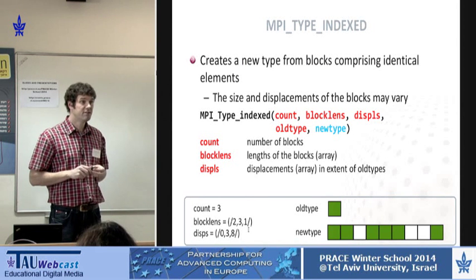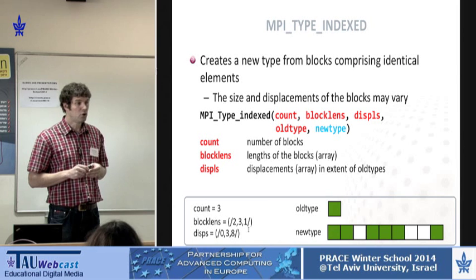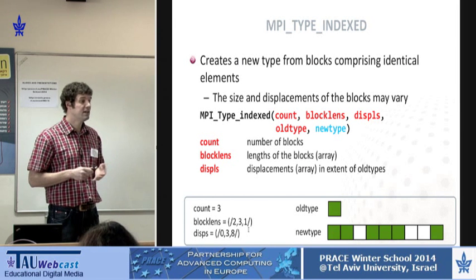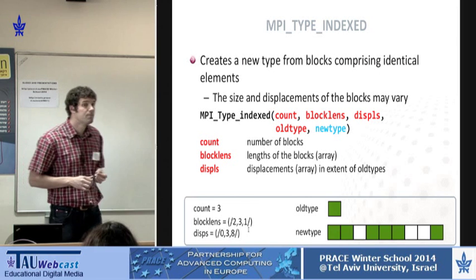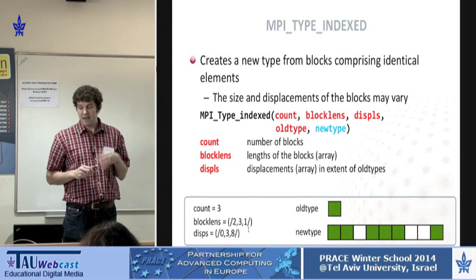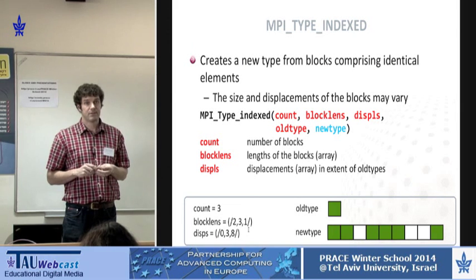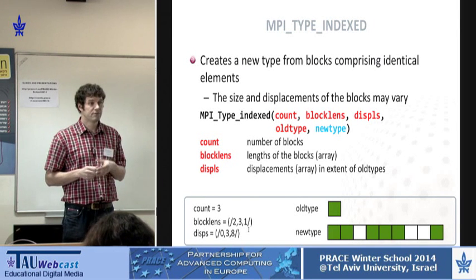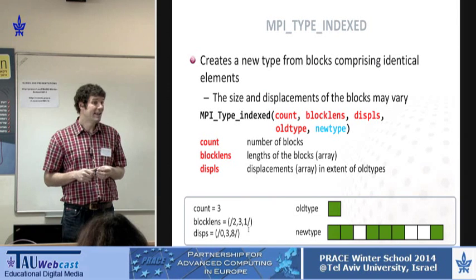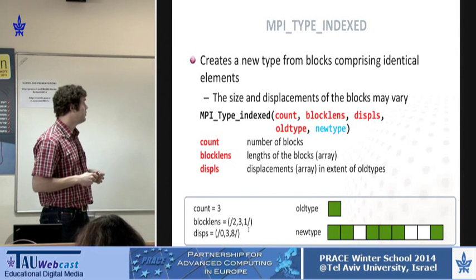And the difference here is that in type vector, all the blocks had the same size, the same number of elements, and the strides were always equal. Now with MPI type indexed, the size of the blocks can be different, and also the strides or displacements can be different for different parts of the data.